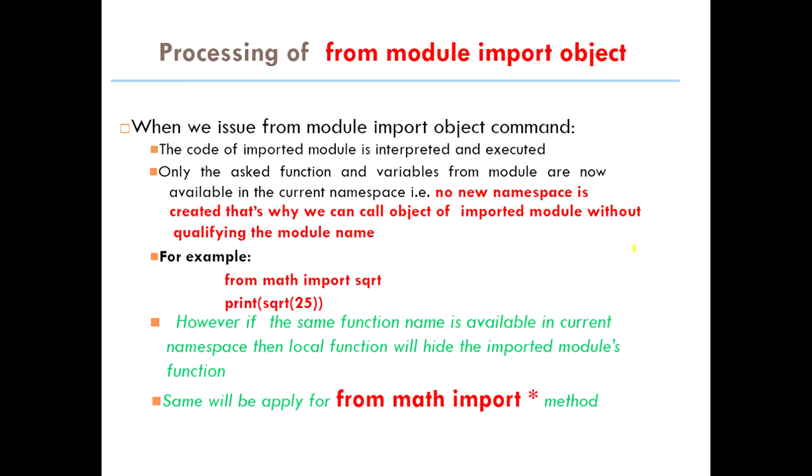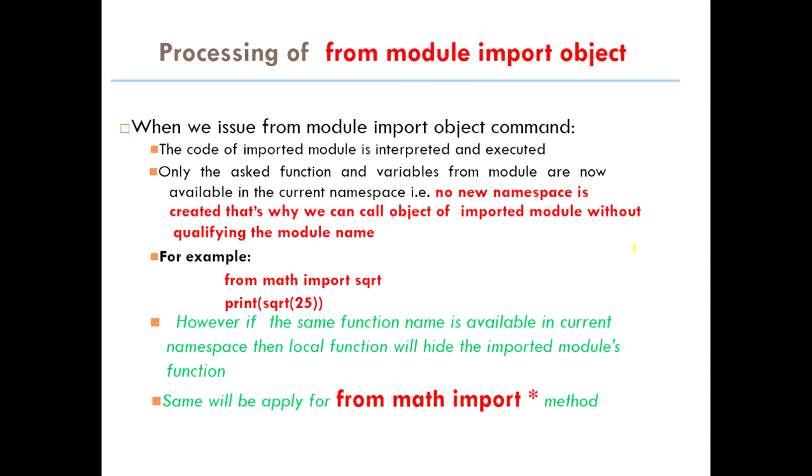Processing of from module import object. When we issue the from module import object command, the code of the imported module is interpreted and executed. Only the asked functions and variables from the module are now available in the current namespace. It means no new namespace is created. That's why we can call the object of the imported module without qualifying the module name.